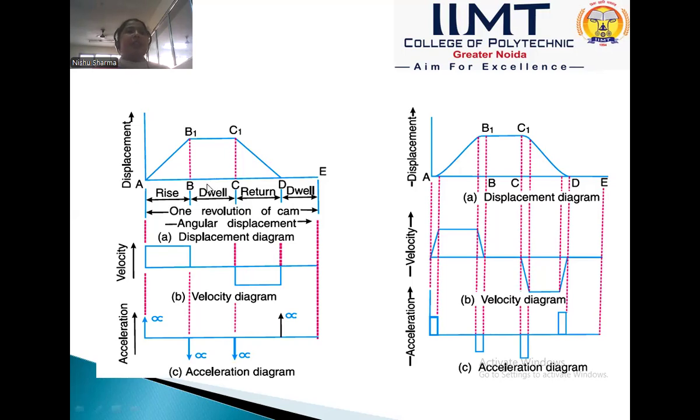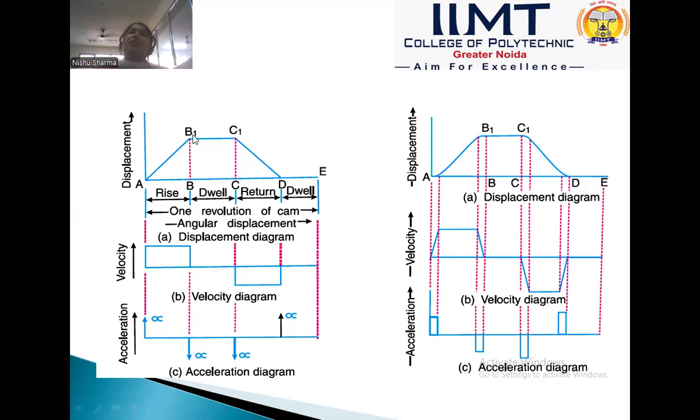The rise is when the follower moves from the lower position to the maximum position. It is called rise, and it is also called the out stroke position. In a dwell, no motion occurs. In the out stroke position, the follower moves from point A, which is the lowest position, to B1, which is the maximum position.